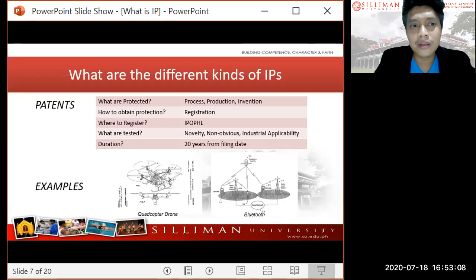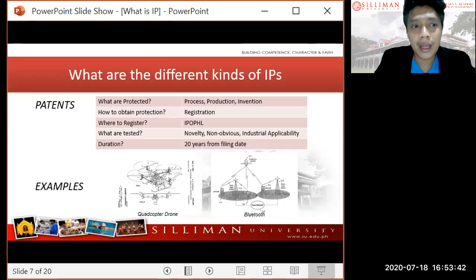I have made a table that simplifies and identifies the different types of IP rights based on what is protected, how to obtain the protection, where you're going to register, and the duration of the protection. The first one is patent. If you are an inventor or an innovator, your inventions or process can be protected by law through patent. You need to first file a patent in order to be protected.